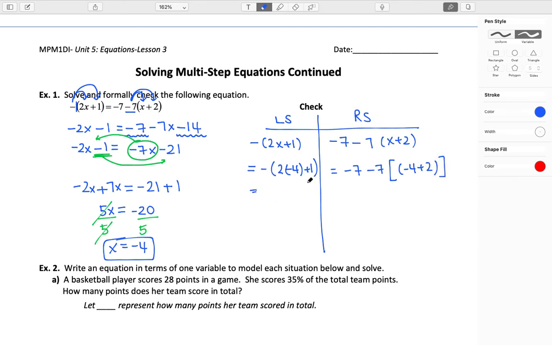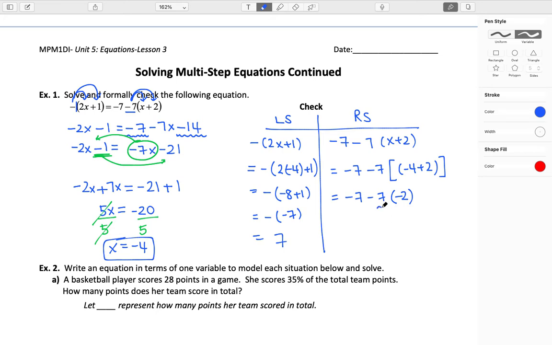So on the left side, it looks like I have -8 plus 1, so -7. But the negative becomes positive, so 7. On the right side, I have -7 times the bracket. I'm going to follow BEDMAS, brackets first. So -4 plus 2 is -2.